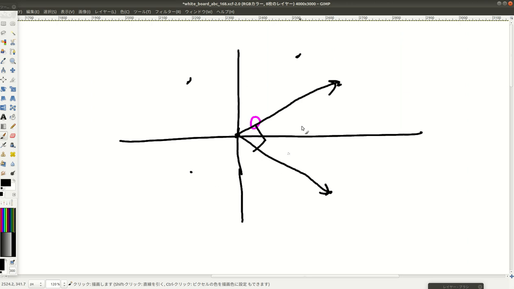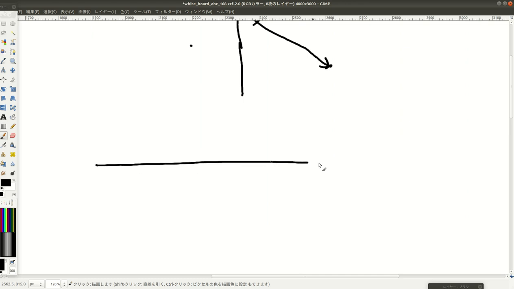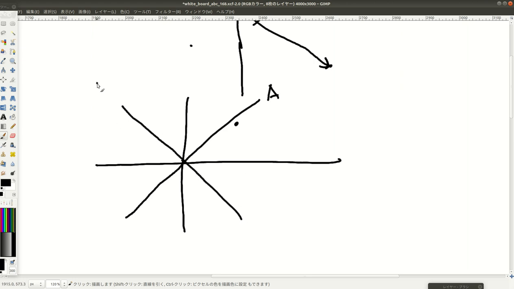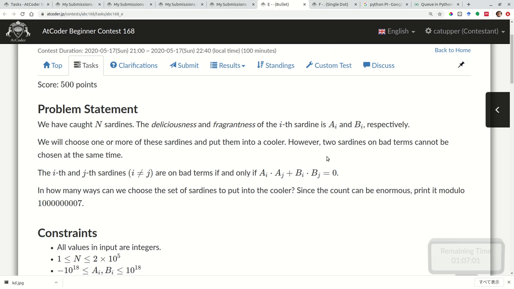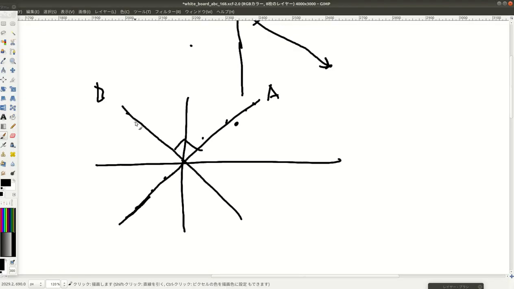So we can separate this into several classes. For some line A and line B crossing at a right angle, a sardine on line A and a sardine on line B cannot be chosen at the same time. So we have to use all from A or all from B, not from both. The other sardines do not matter for these. So how many ways are there to pick sardines from these two? Importantly, we can put any number of sardines; there's no upper bound. So just calculate this for every pair of lines and multiply the numbers.